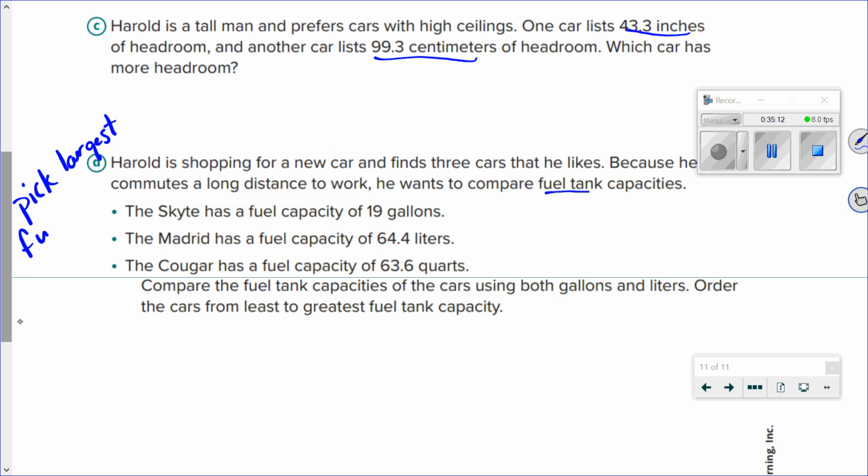So that's kind of like the ones we did earlier where you're going to have to convert them all to the same units. So you have gallons, liters, and quarts. Pick which one you want, but switch them all to the same. So make them all gallons, all liters, or all quarts. Good luck, guys.